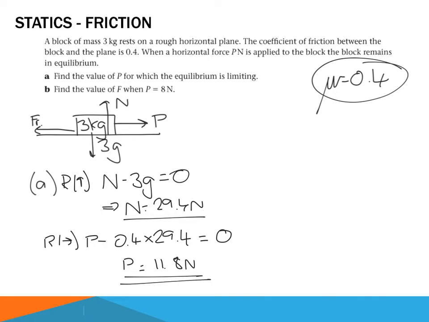Okay, obviously we could do our usual highlighting technique on this, but as it's quite basic with 2 dimensions, it's not necessarily needed this time. Okay, on to part B then. Find the value of F for when P is equal to 8 newtons. So when P was equal to 11.8, that was when friction was at its maximum. So if P is only 8, then friction doesn't need to be this big. Remember that friction only needs to be enough to stop the movement, so it's just going to be 8 newtons in this case to stop the P force.